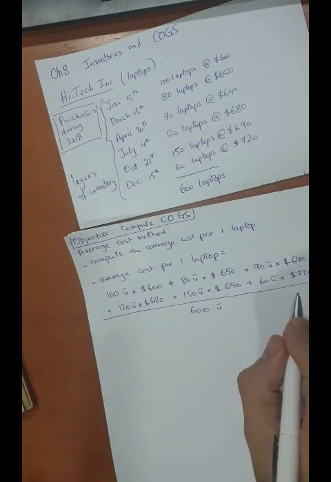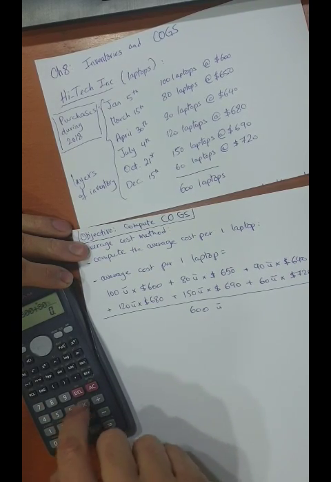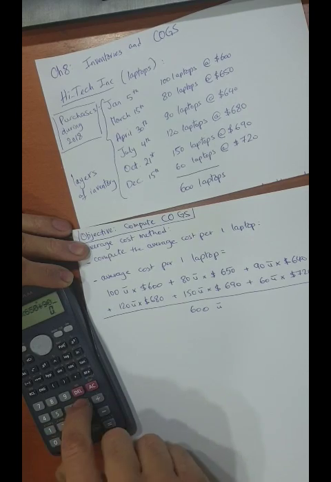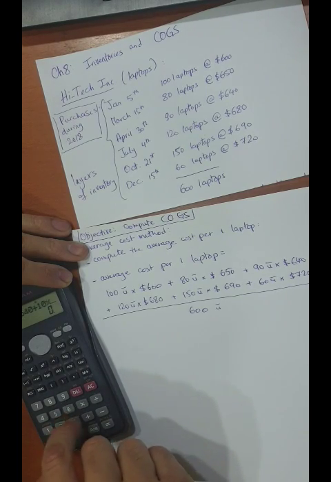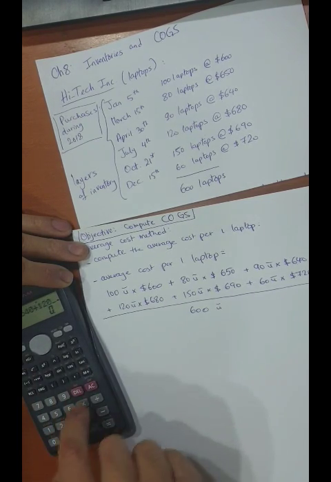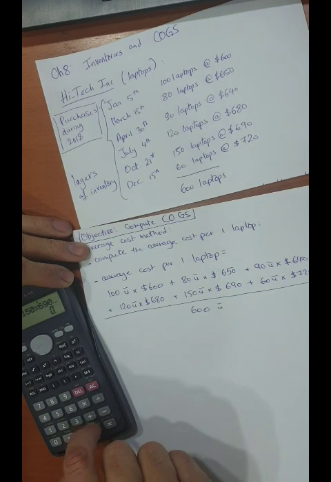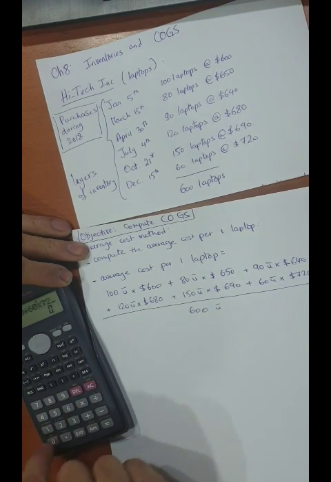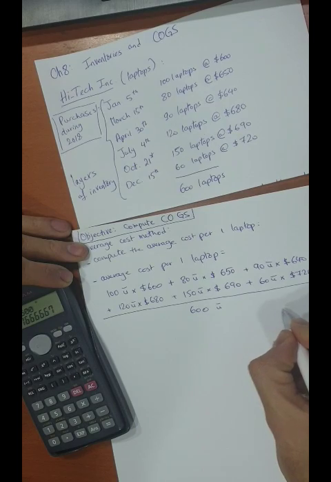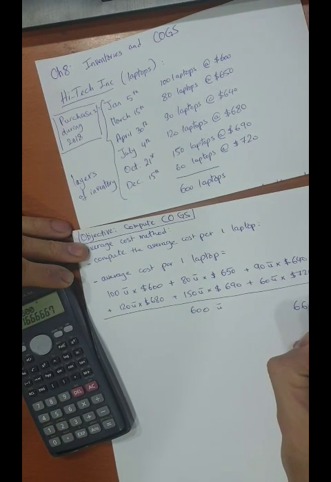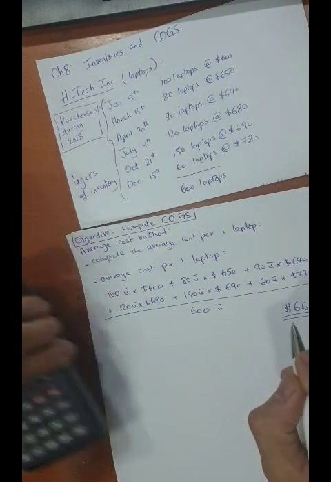So from all of this, you will get 100 by 600 plus 80 by 650 plus 90 by 640 plus 120 multiplied by 680, 150 by 690, and finally 60 multiplied by 720, divided by 600. So you will get an average cost of $663.17. This is the average cost per one laptop.